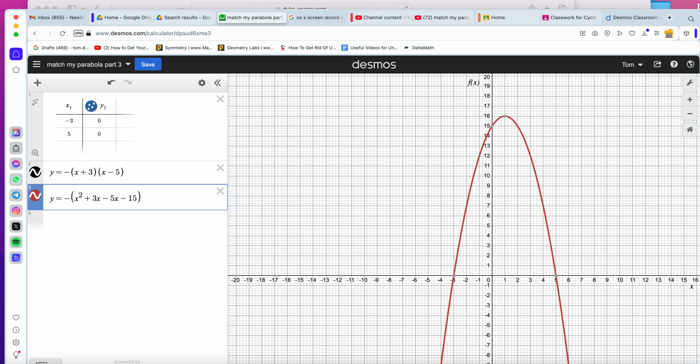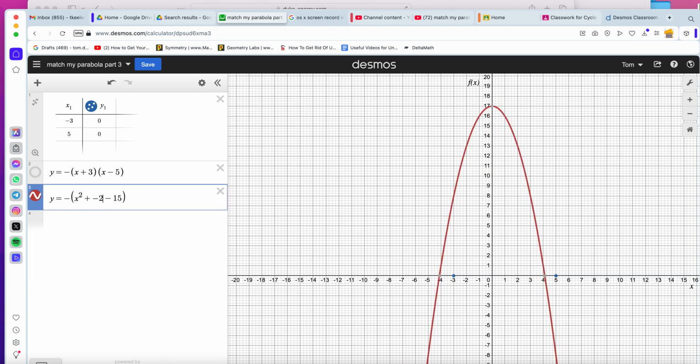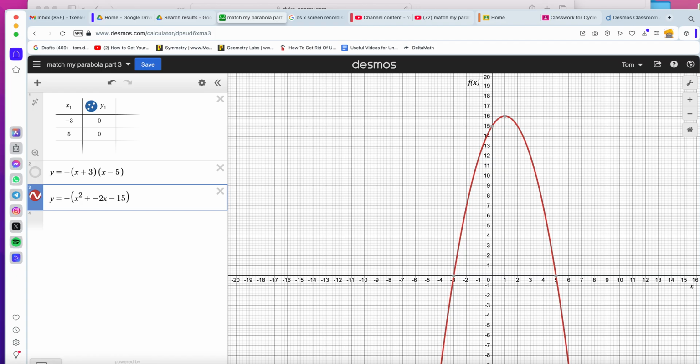So I get that, and I'll turn off the black, and you can see that it's exactly the same equation. It gives you the same result. And then you say, well, wait a minute, 3x and minus 5x is really minus 2x. So we've got that, it can go through.